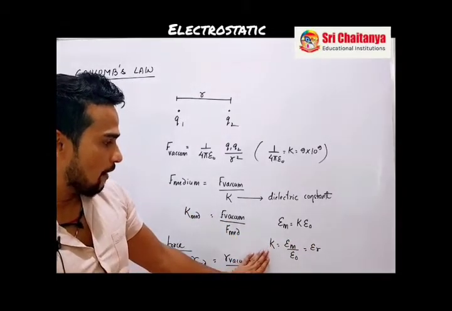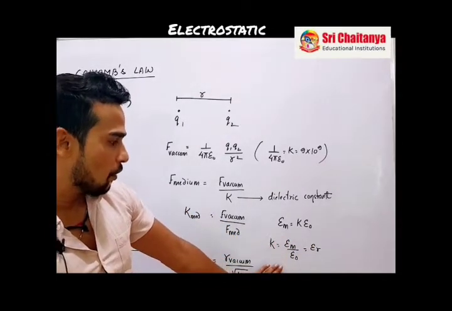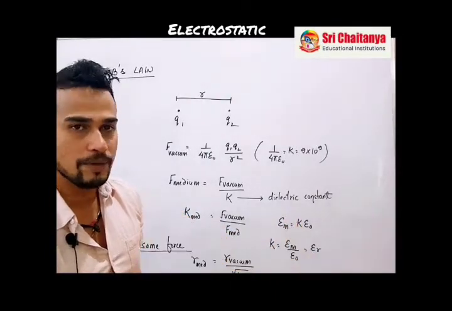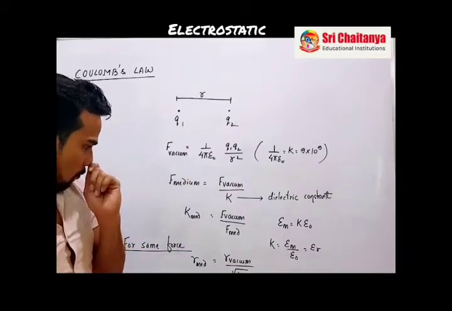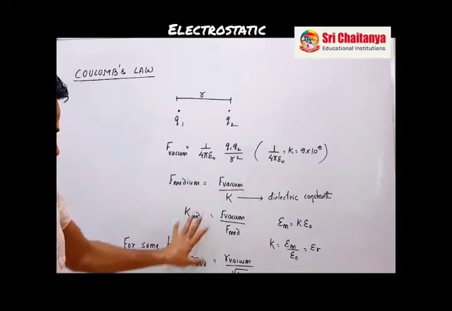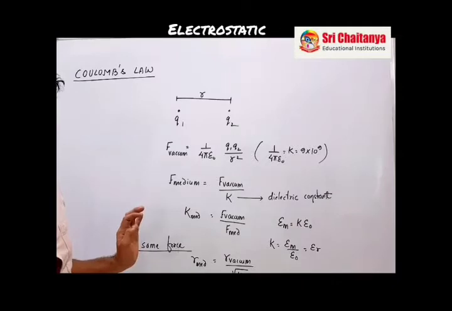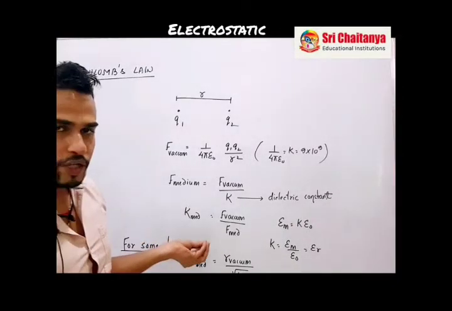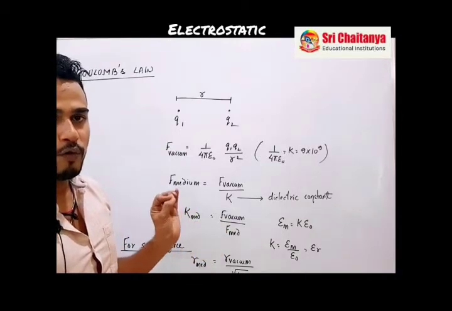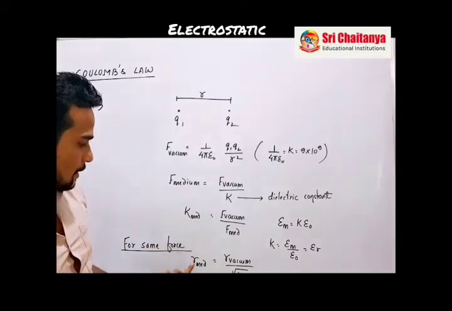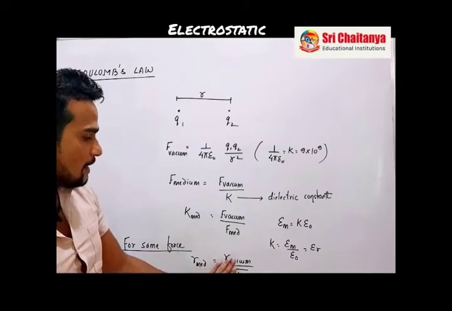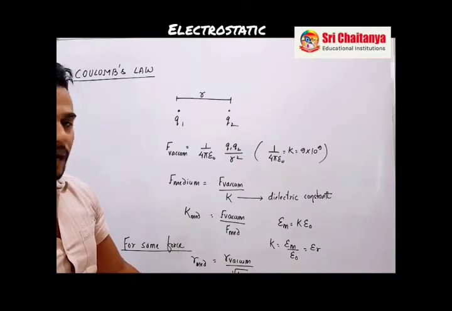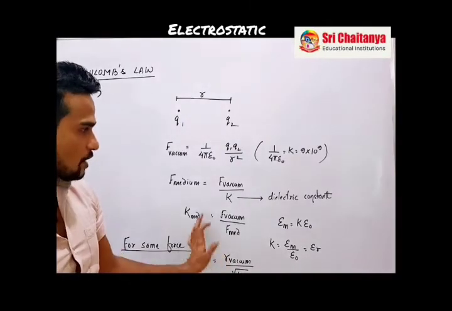And from here also you can find K as epsilon m by epsilon naught, and this quantity is also known as epsilon r, relative permittivity. Now one more thing is there, one relation we can get from here. For same value of force, if you have two charges in vacuum, then you are again taking the same two charges in a medium. For your force to remain same, distance in medium should be less than distance in vacuum. So R in medium will be equal to R in vacuum by root K. This is a direct result which can be asked.